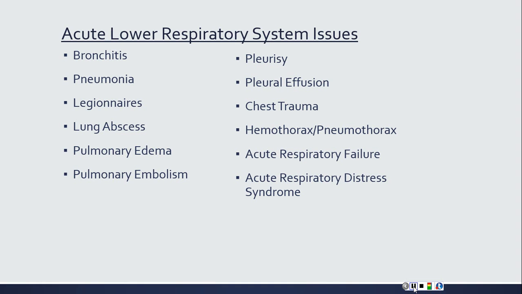Alright, so we're going to start out with an overview on all of the different acute lower respiratory issues that we'll talk about. And we're going to go into depth with each of these. First, we've got bronchitis. We've got pneumonia, Legionnaire's disease, lung abscess, pulmonary edema, pulmonary embolism, pleurisy, pleural effusion, chest trauma. We've got a hemothorax and a pneumothorax, acute respiratory failure, and acute respiratory distress syndrome.